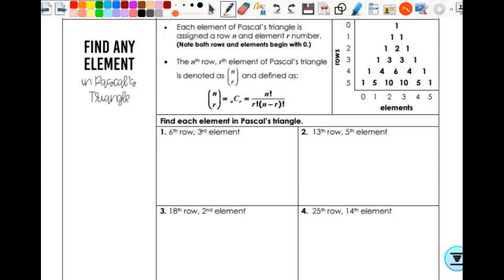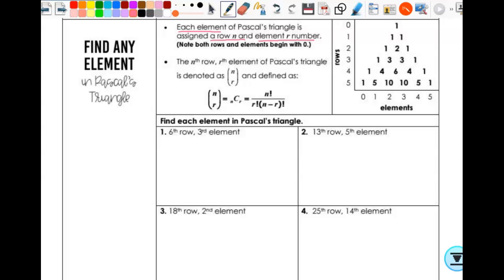And what this first thing tells us is that each element of Pascal's triangle is assigned a row n and an element r number. So the numbers in the triangle are the actual elements. Remember, we start counting with the rows at 0. So this is row 0, 1, 2, 3, 4, 5. The elements also start at 0. So this is element r, element 0, element 1, 2, 3, 4, and 5. Okay? So the fifth term, 1, 2, 3, 4, 5, is actually the fourth element. So the term number and the element number are a little bit different. We've got to make sure we can keep all that stuff straight.